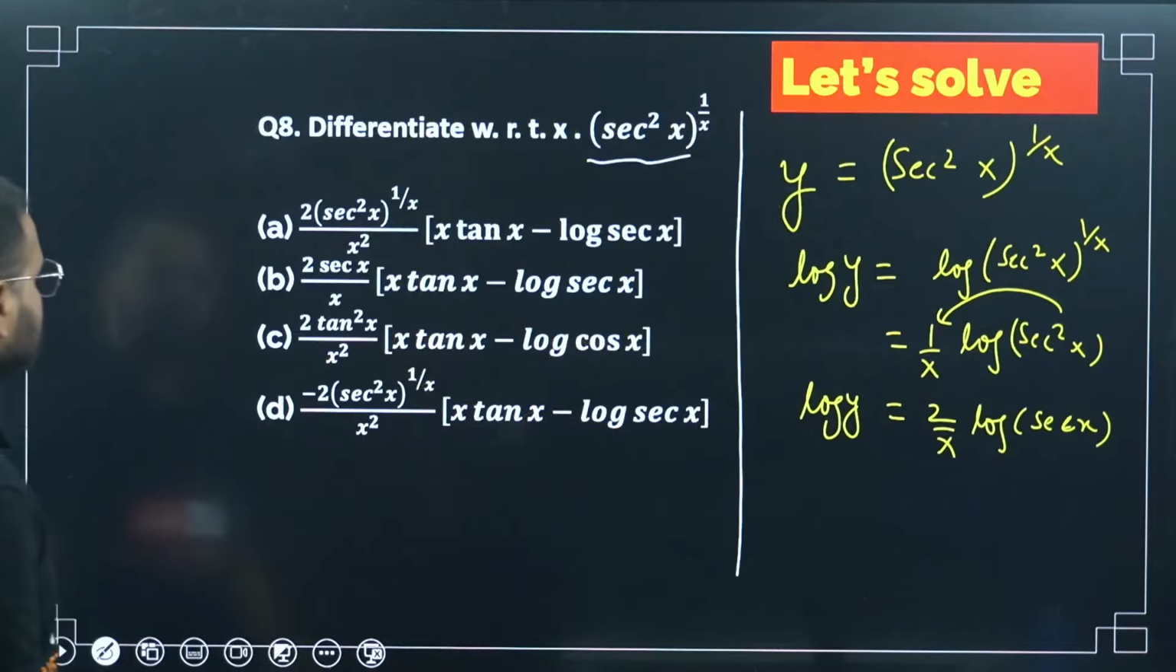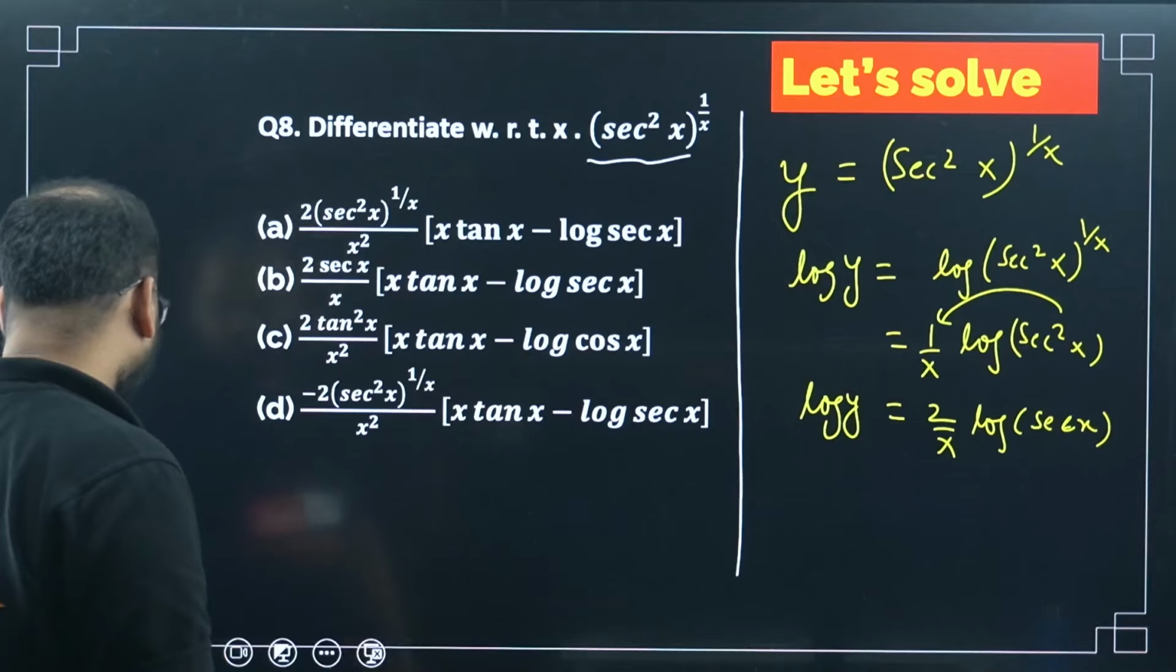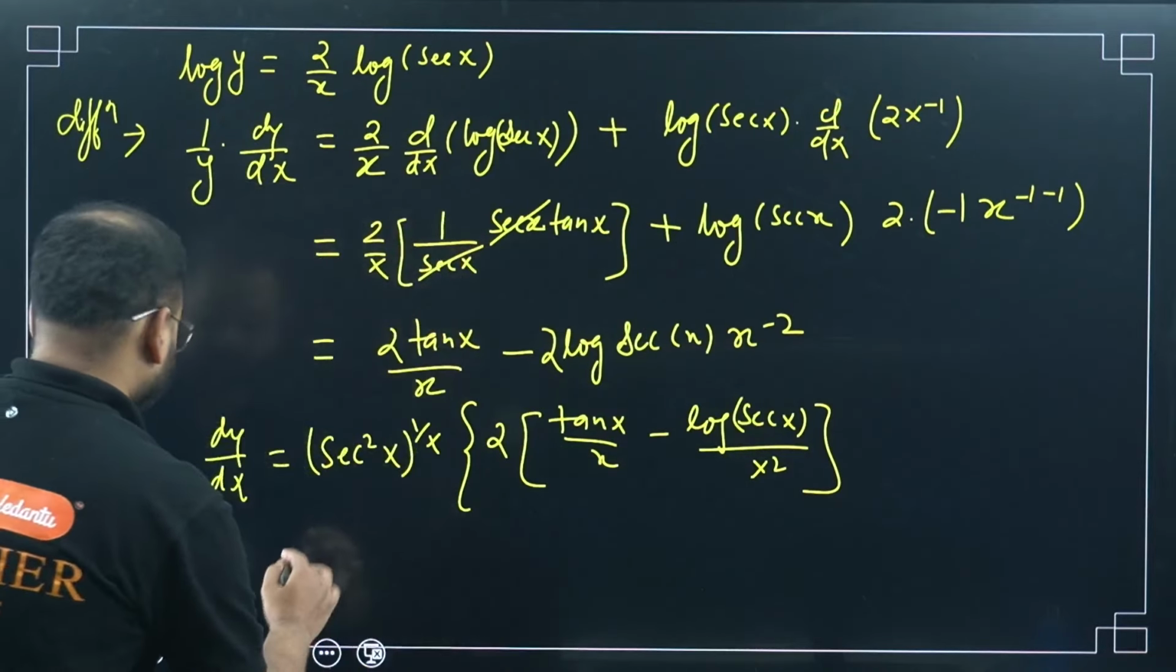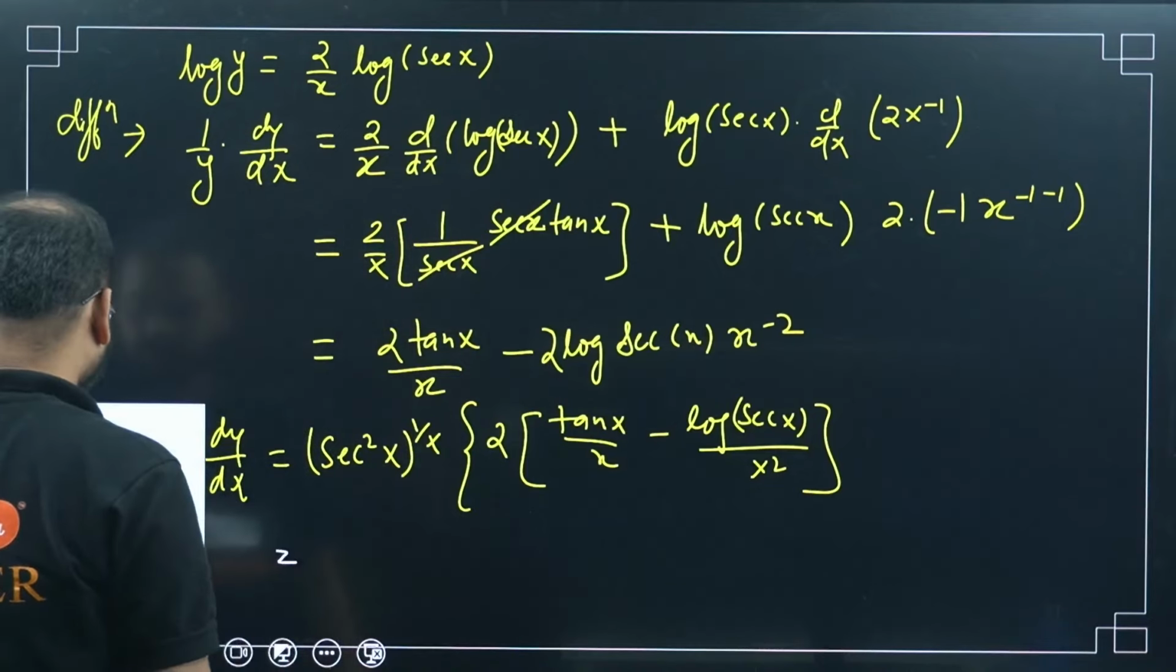Is this the answer? Okay, they have taken x square common. So let me take x square common also, in the denominator. If I do that, my final answer will look like this. Please check.